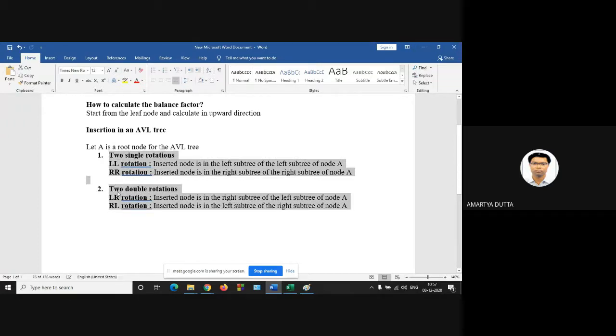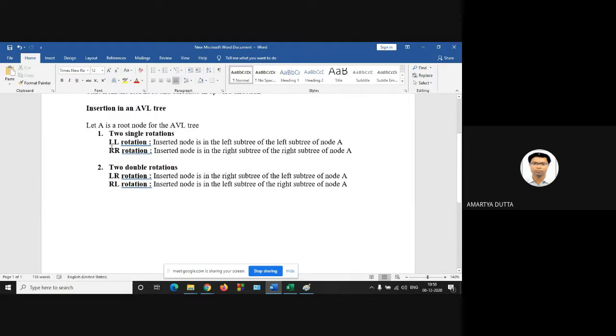Okay. So this is the insertion of a node in an AVL tree. If A is the root, then there will be total two types of rotation: two single rotations and two double rotations. Two single rotations means LL rotation, that is left followed by left, right followed by right, and two double rotations means LR and RL: inserted node at the right subtree of the left subtree, and inserted node at the left subtree of the right subtree. So first of all, we will discuss LL rotation.